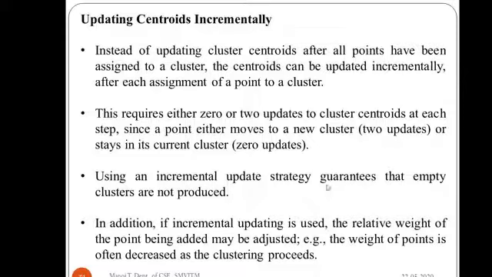Using an incremental update strategy, we can ascertain that empty clusters are not produced. Why? We have an assurance that a point will either move to a new cluster or stay in its current cluster, because of which we can eliminate the possibility of an empty cluster. In addition, while doing the incremental updating, the relative weight of the point being added may be adjusted. That is, the weight of the points is often decreased as the clustering proceeds.